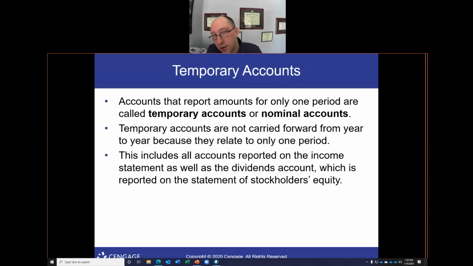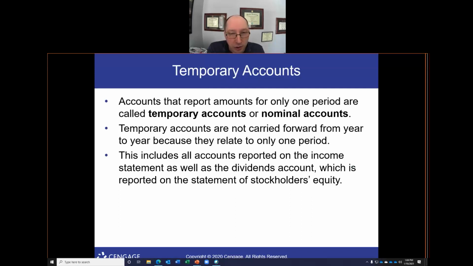Temporary accounts are accounts that we close at the end of the accounting period, which is the end of 1 year. Temporary accounts are the accounts found on the income statement. The income statement gets closed out at the end of every accounting period. Okay? The accounting period is each month. We close out those temporary accounts to the statement of retained earnings.